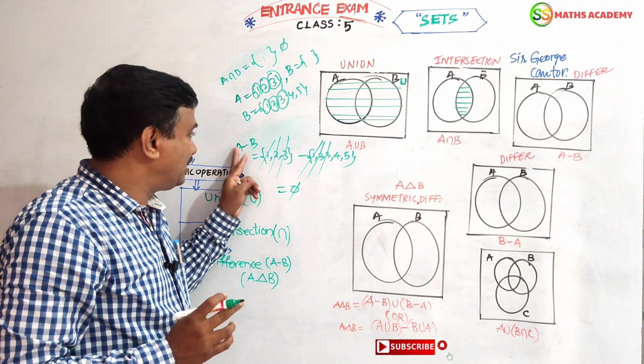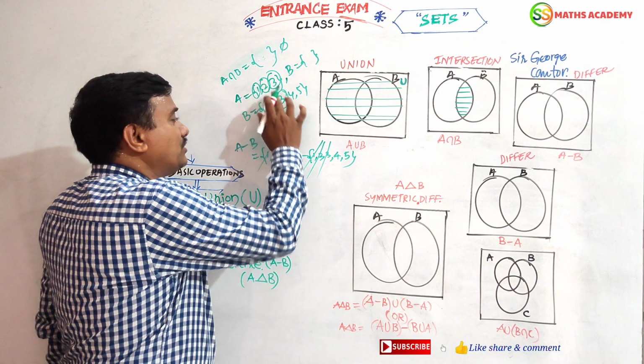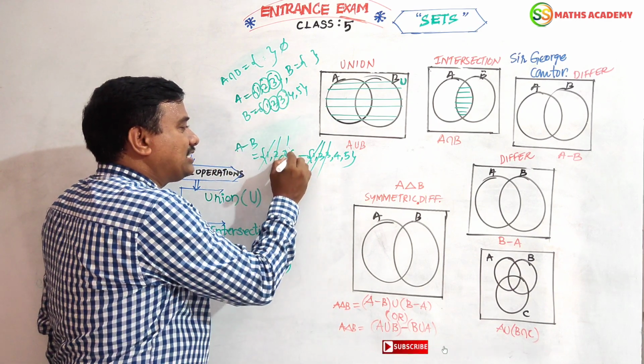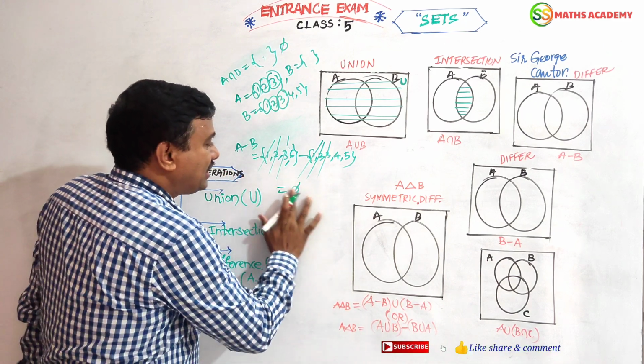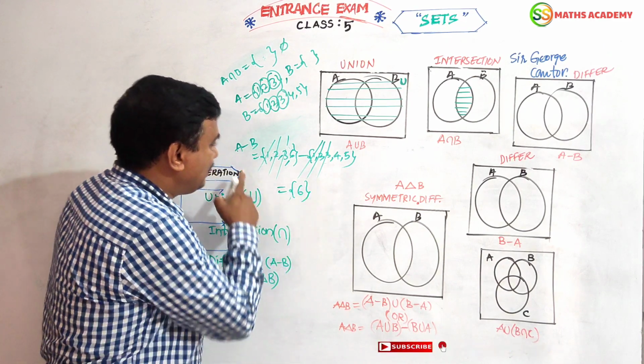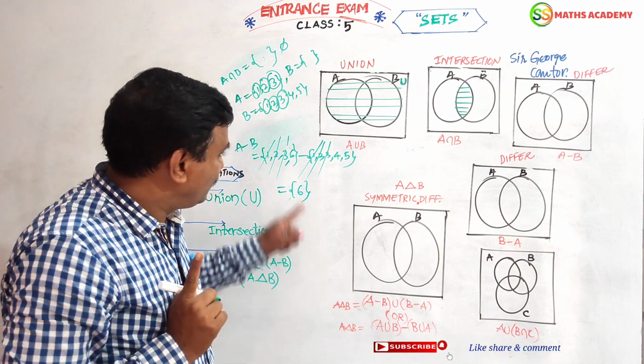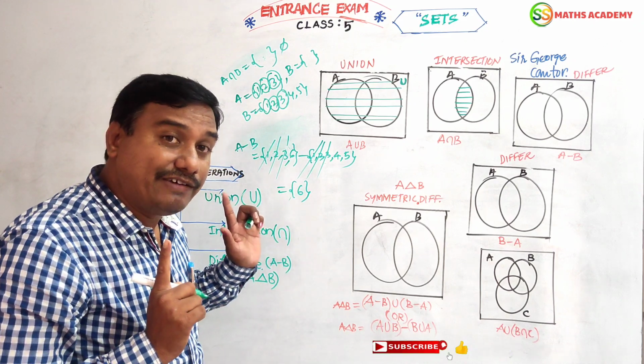This set only we should take because A is first. But suppose here A is having one element extra, 6 will be there. First suppose, what is the answer? A minus B equals 6. Only a single element will be available.